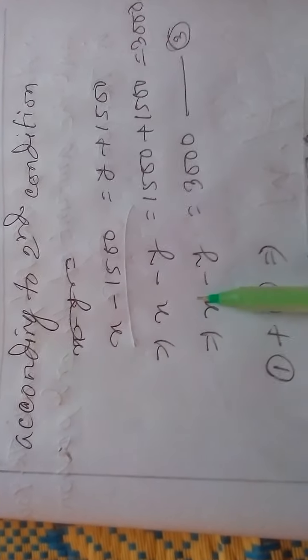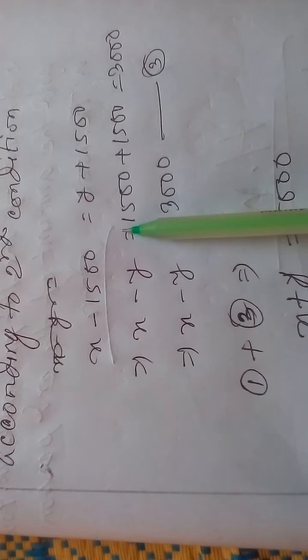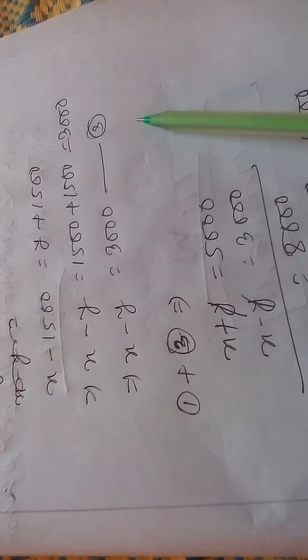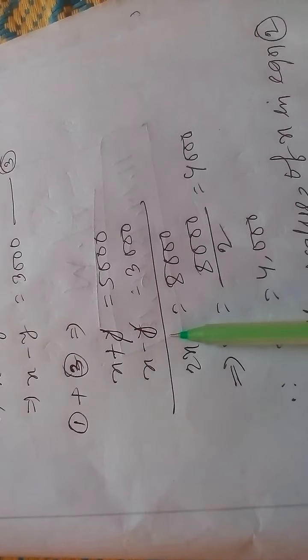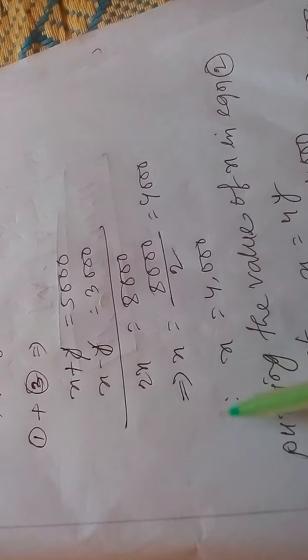According to the second condition, we can write x minus 1500 equals y plus 1500. So x minus y equals this. By calculating, we get x minus y equals 3000. We can denote it equation 3. So equation 1 plus 3, x plus y equals 5000, x minus y equals 3000, plus y minus y will be dismissed, so 2x equals 8000, so x equals 4000.